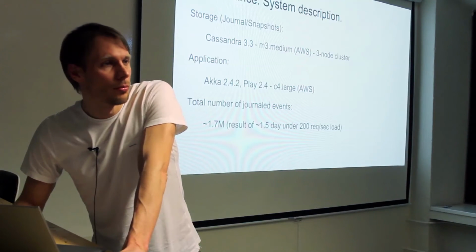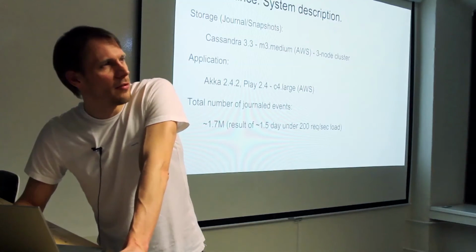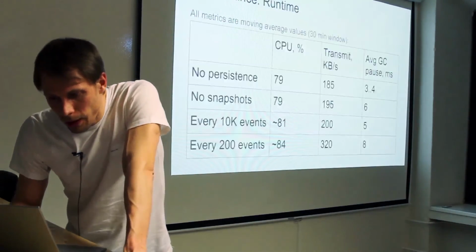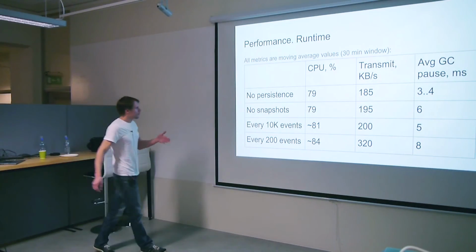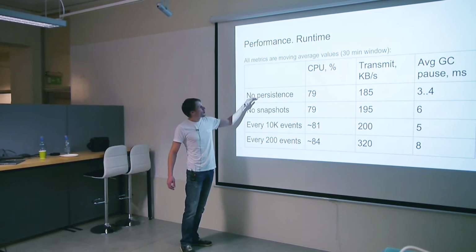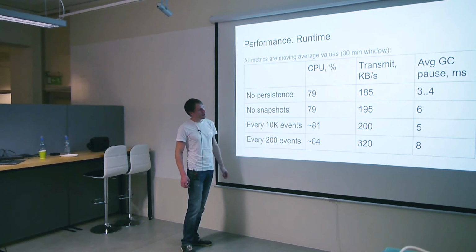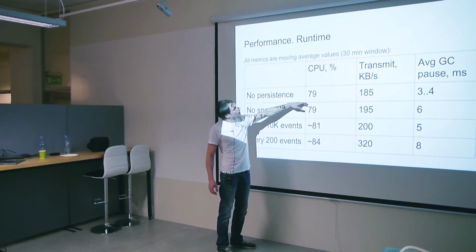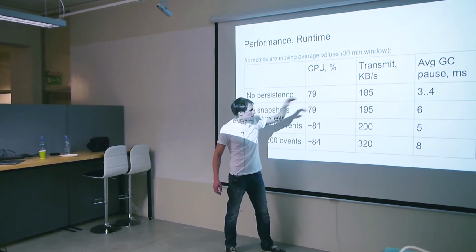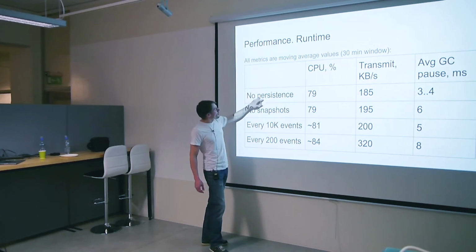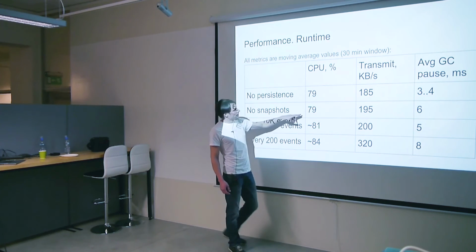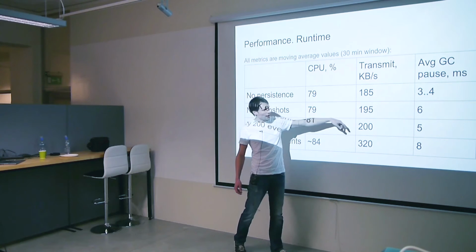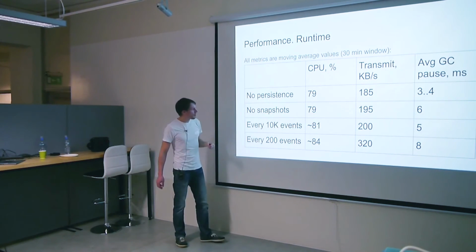We have attempted to capture this information for you to understand what is the impact of the framework itself. Basically this means that we have done a few tests. If there is no persistence, nothing is written whatsoever to the event log, CPU usage is this, and network traffic is this, kilobytes per second. If we add persistence but do not snapshot anything, pretty much it remains the same. This is the traffic needed to transmit events.